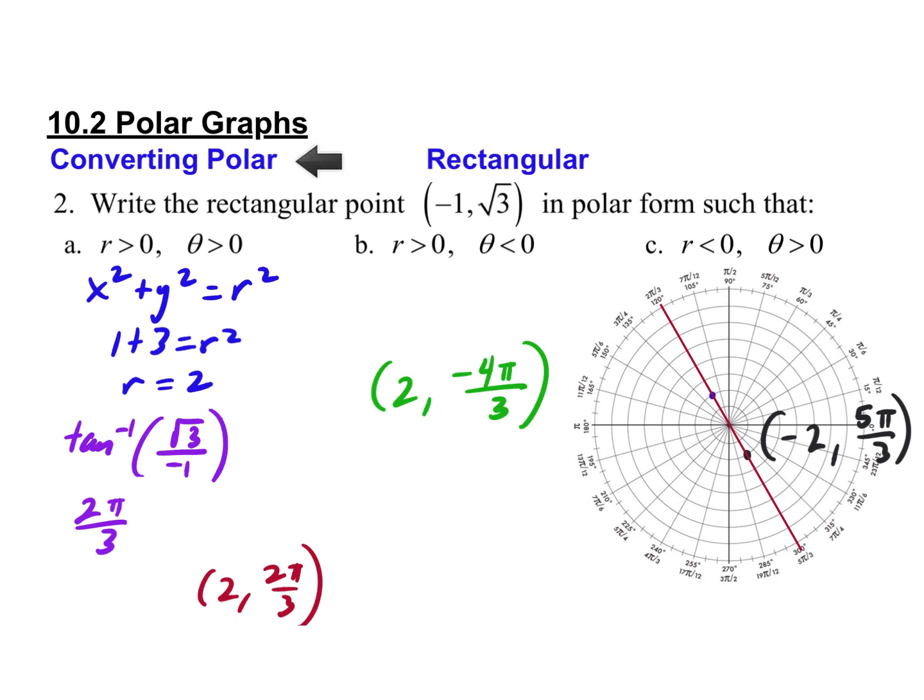It's off by how much, though? How far apart are they? It's off by pi, right? We're talking 180 degrees, so it's off by pi. That's another way to think about it.